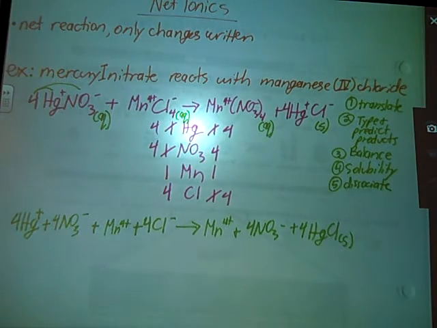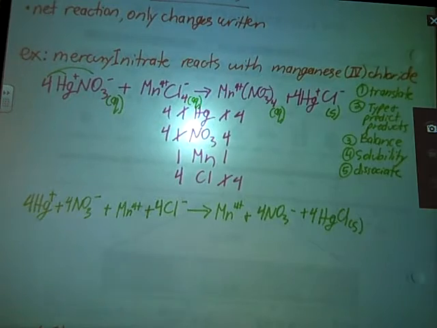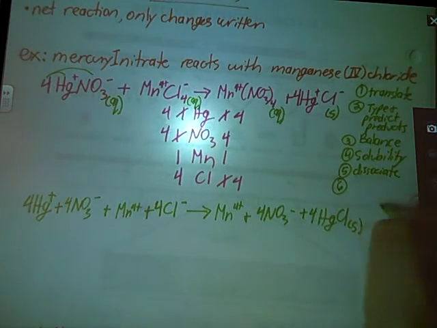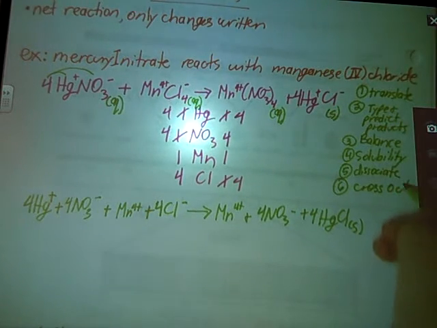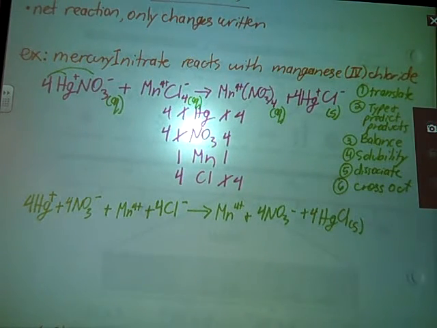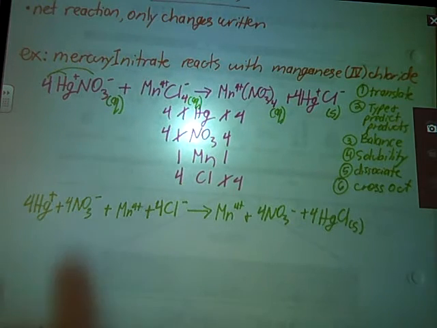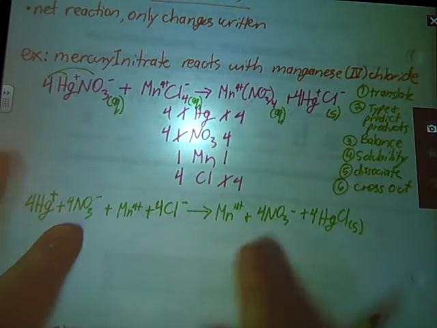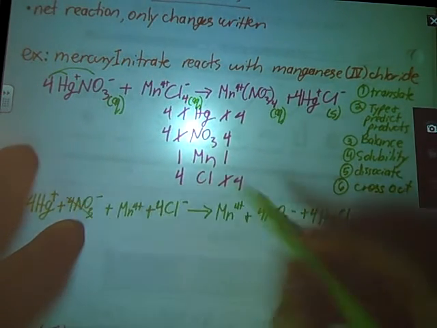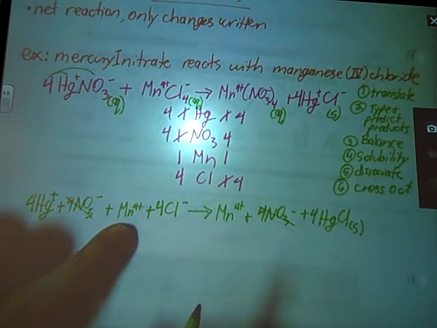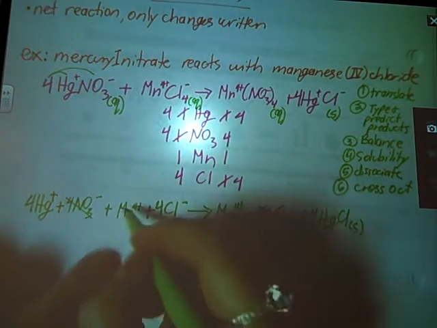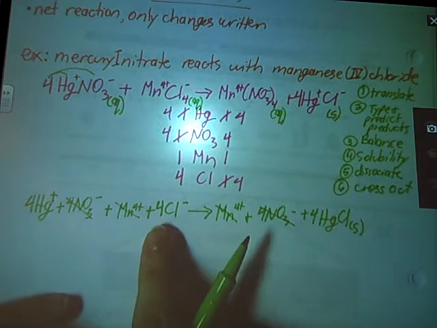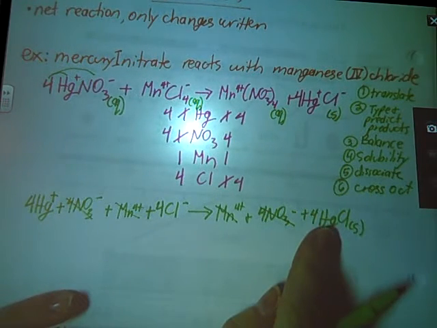You cannot break apart the solid. It must be written just as is. Our next step is to cross out anything that does not change. So if it is on the left and the right and it looks identical, I don't care. So, mercury ion, mercury in a solid. That changed. Gotta keep it. 4 nitrate, 4 nitrate. Looks the same. Don't care. Manganese plus 4, manganese plus 4. Looks the same. Don't care. 4 chloride, chloride in a solid. Looks different.